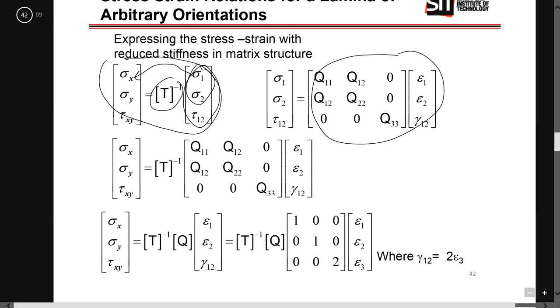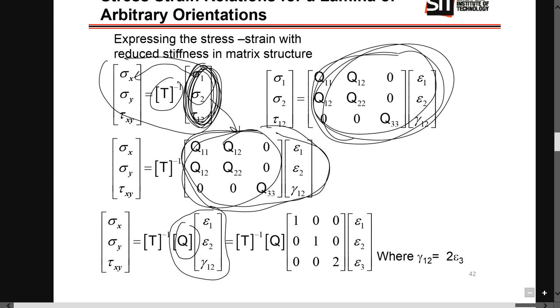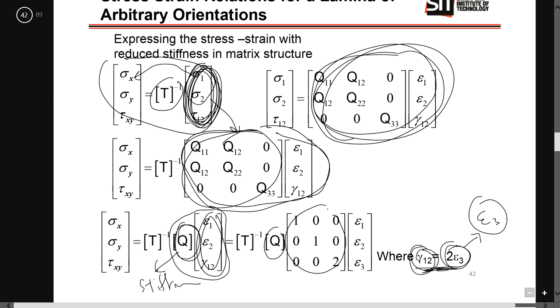Therefore I'll substitute this sigma 1 with this, and so it's over here, as you can see. And this thing over here is summarized into this form. So your Q matrix is in terms of here, and your Q, if you still remember, is your stiffness matrix, and it equals Q times this thing, because your strain is in this ratio. Your shear strain is equal to 2 times your strain in the third direction. So you just need to take note of that.